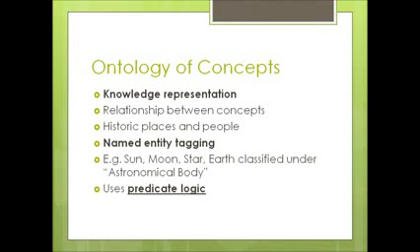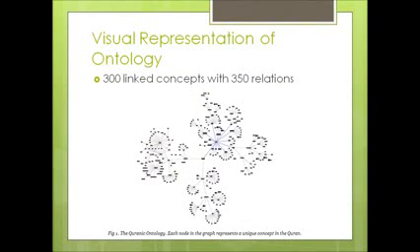Other concepts in the ontology are grouped into logical categories according to the properties that they share. For example, the sun, earth and moon are classified under astronomical body. This diagram shows a visual representation of the Quranic ontology. The graph is a network of 300 linked concepts with 350 relations. Each node in the graph represents a unique concept in the Quran.